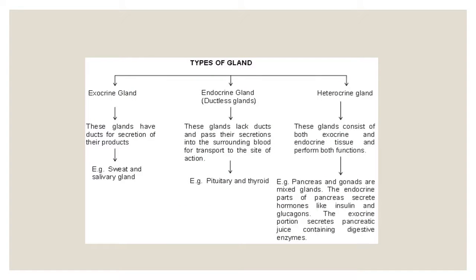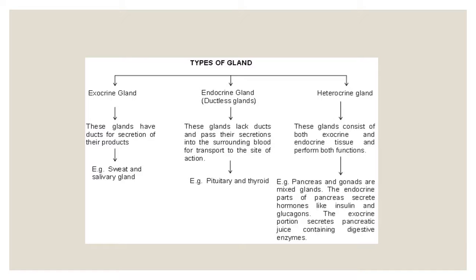Types of gland. In the human body, in animals, three types of glands are present, that is exocrine, endocrine, and heterocrine. Exocrine are the glands that have ducts for secretion of their products, like sweat glands, salivary glands. Endocrine glands are ductless glands and they lack ducts and pass their secretion in the blood only, like pituitary gland, thyroid gland. But few glands in the body, like pancreas, consist of both exocrine and endocrine tissues and perform both the functions of endocrine and exocrine.